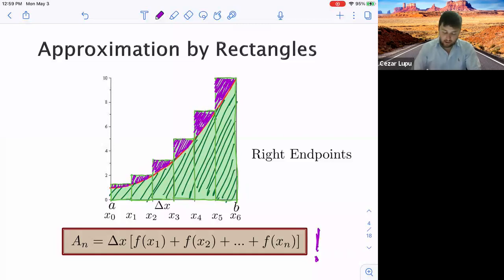This is the formula. So the area under the graph, if you want, will be delta x times f of x1 plus f of x2 plus all the way up to f of xn. All right. Again, if you look at the graph, it doesn't look quite good. It's not the best approximation we can find.